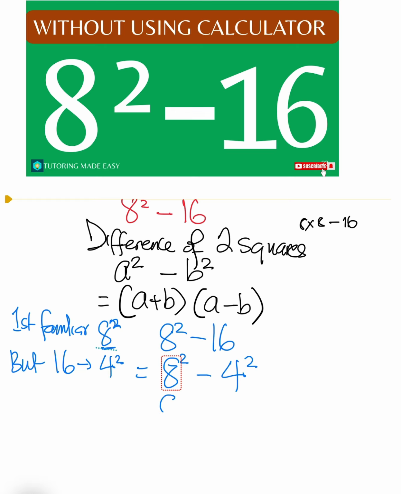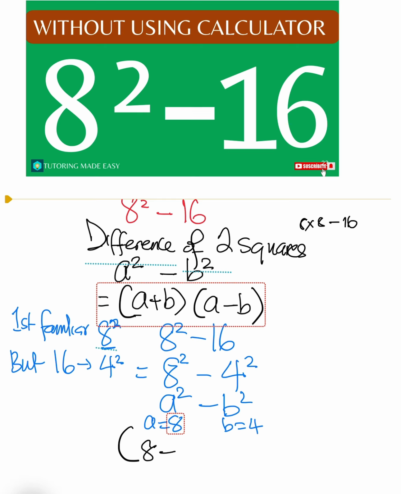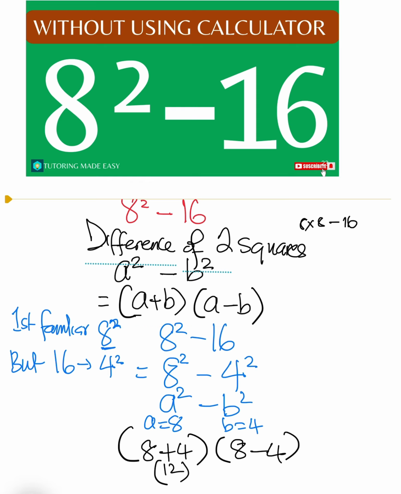Now this looks like a squared minus b squared, meaning our a is the 8 and our b is the 4. So we're just going to plug into the formula, which is a plus b times a minus b. The a plus b is going to be 8 plus 4, and then another a, which is 8, minus the b, and then the rest is history. 8 plus 4 becomes 12, and 8 minus 4 becomes 4, and then two parentheses coming together means you're multiplying. It becomes 12 times 4, and the answer gives you 48.